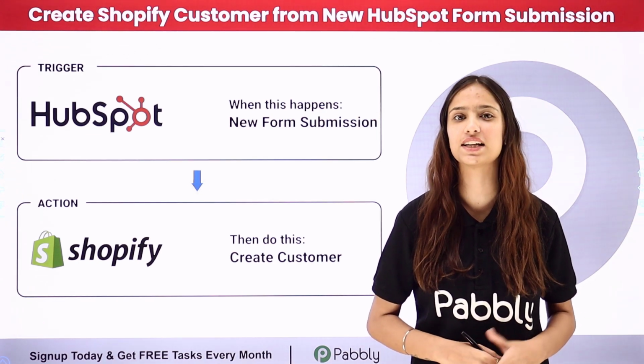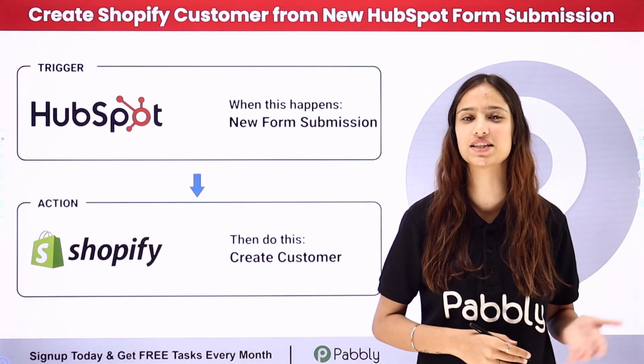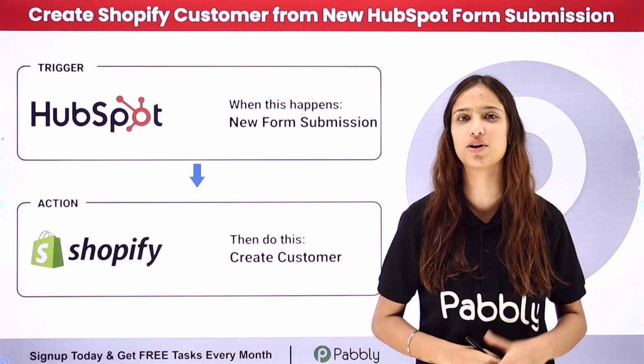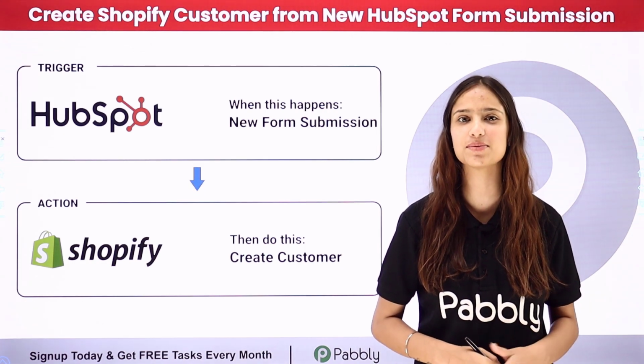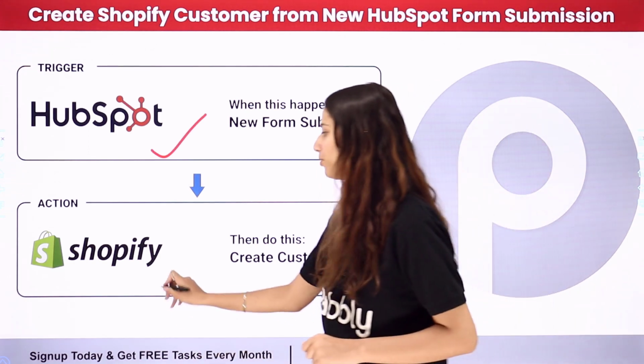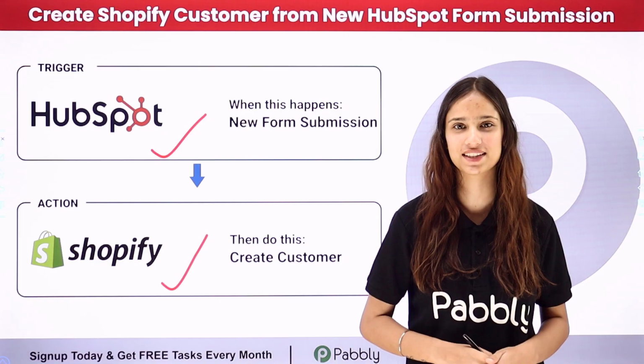So now to do this, I need to set up a connection between these two applications, for which I'm going to use this amazing automation software, that is Pabbly Connect. So Pabbly Connect follows the concept of trigger and action. So here to do this, my trigger application will be HubSpot and my action application will be Shopify. So if you want to learn more about this, make sure to follow me through the screen.